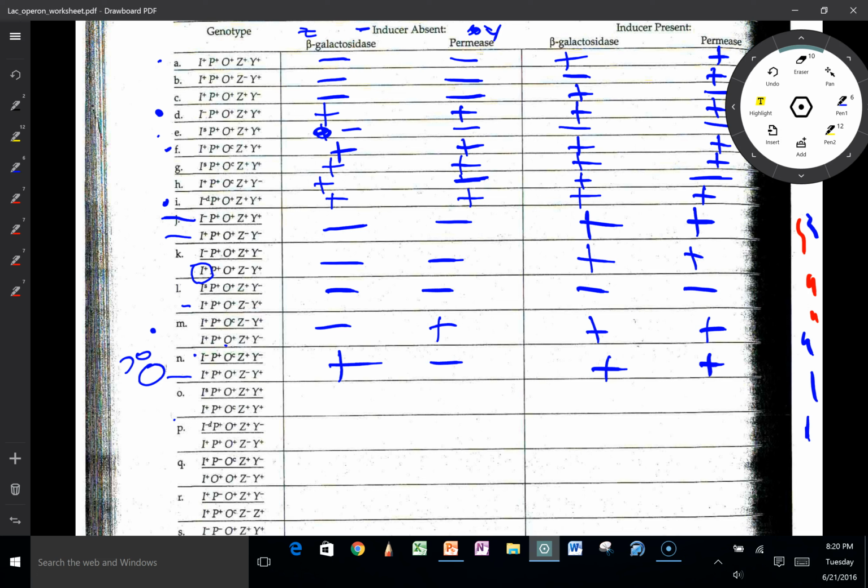In O, the super repressor can bind onto the operator that's on top that's controlling Z, so Z is always off. But the super repressor can't bind onto the constitutive operator, because the constitutive operator can't bind onto anything. And so Y, because Y is connected to the constitutive operator, will be on all the time.